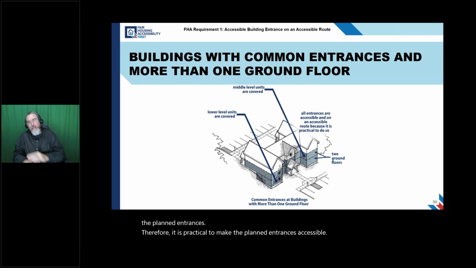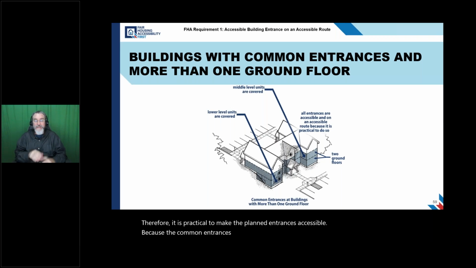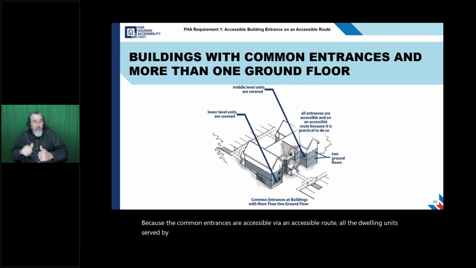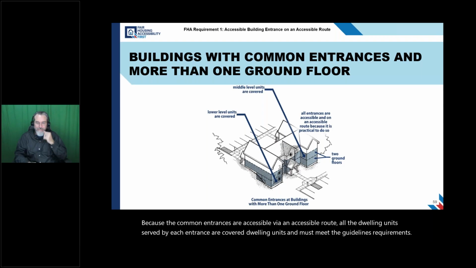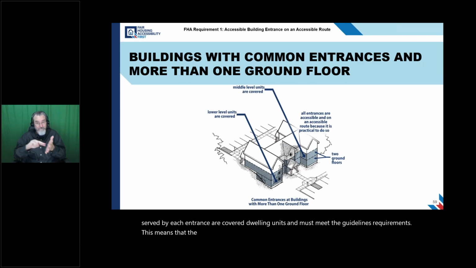Because the common entrances are accessible via an accessible route, all the dwelling units served by each entrance are covered dwelling units and must meet the guidelines requirements. This means that the middle and lower level units are covered.